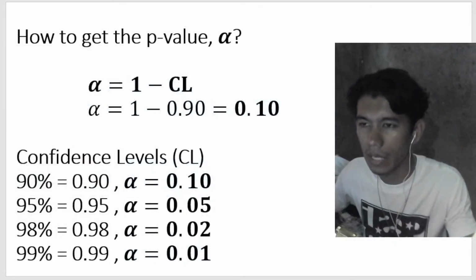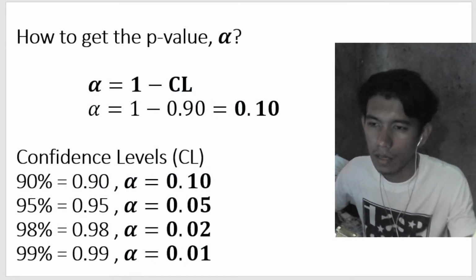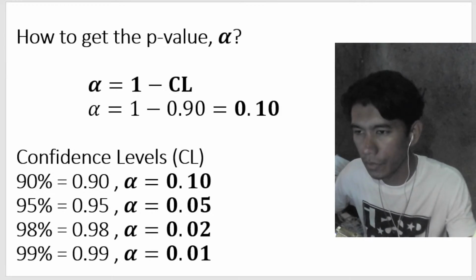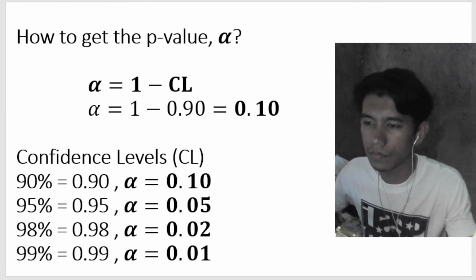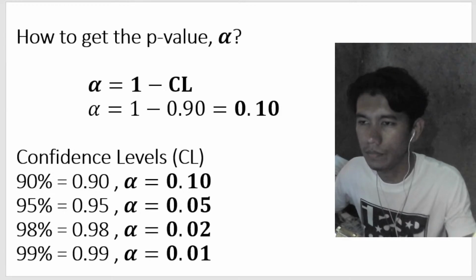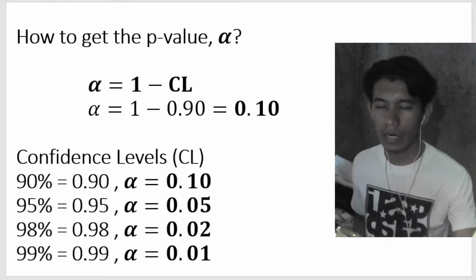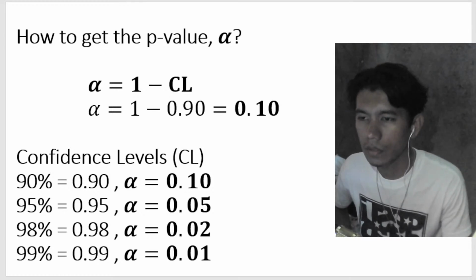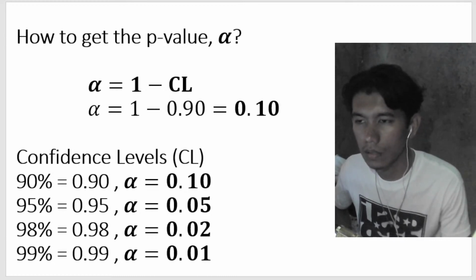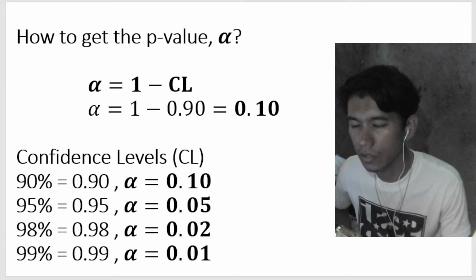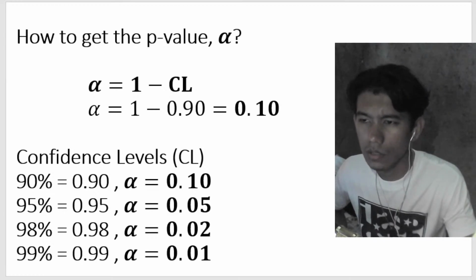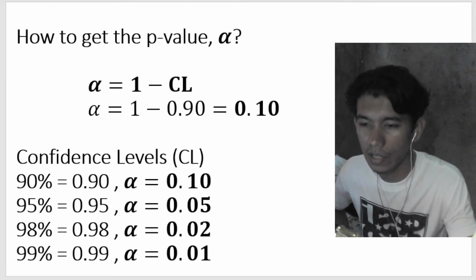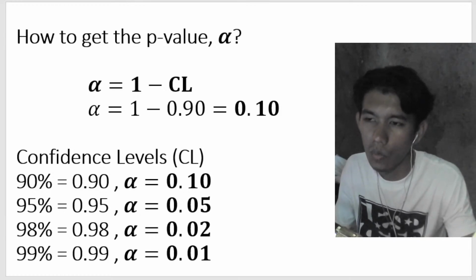Then we have here the computation on how we are going to get the p-value. So let's begin with this one. The p-value, denoted as alpha, the Greek letter alpha, is one of the values that we use in determining the t-value for a t distribution. The formula for p-value is 1 minus the confidence level, or simply 1 minus CL.